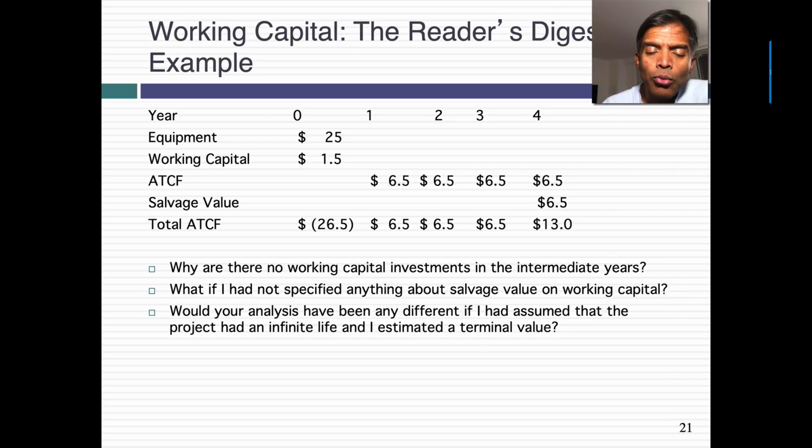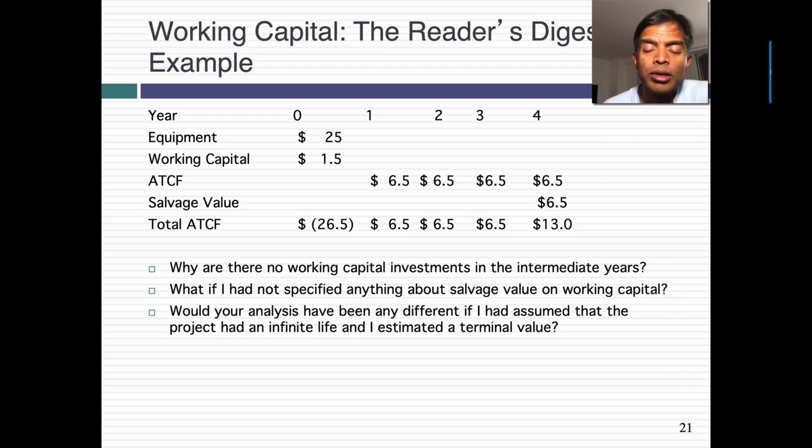So if you're wondering why there are no working capital investments in the intermediate years, it's because there's no change. It's only when there's change in working capital that you'll see the cash flow effect every year. You're saying, what if I don't want to salvage working capital? That's fine. You can show 5 million as your salvage value.